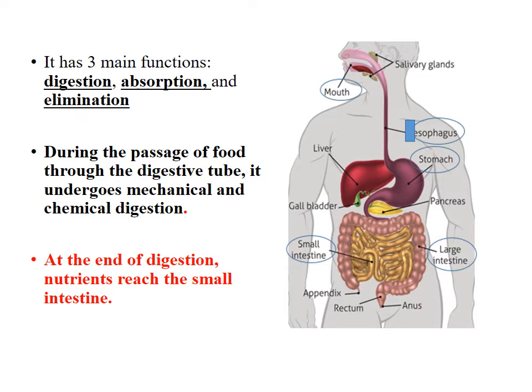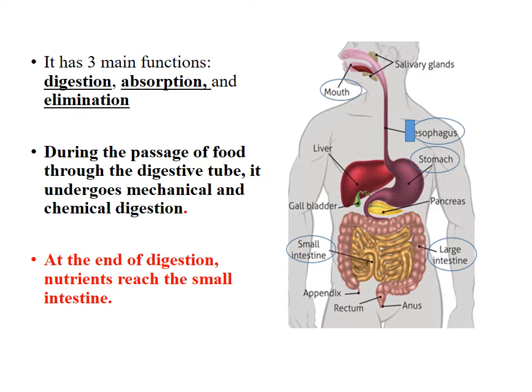So a small recap about the digestive system. It has three main functions: digestion, which is the breakdown of food into small nutrient molecules, absorption, and elimination. In this chapter, we are going to see these two, absorption and elimination.